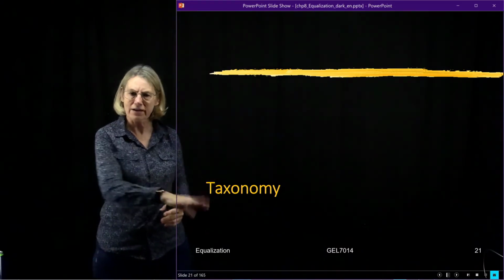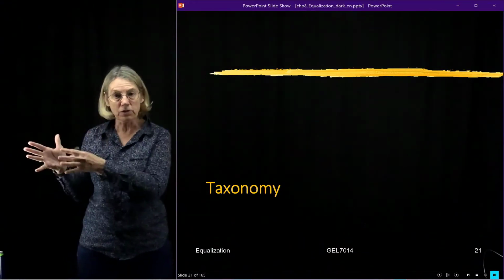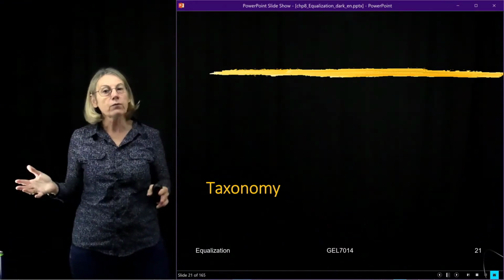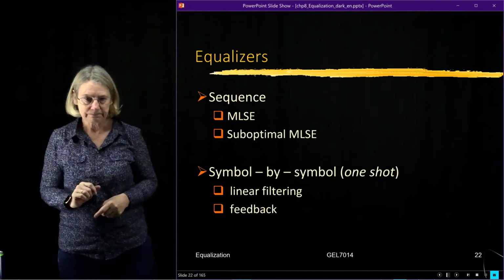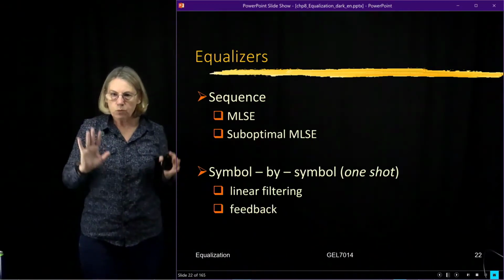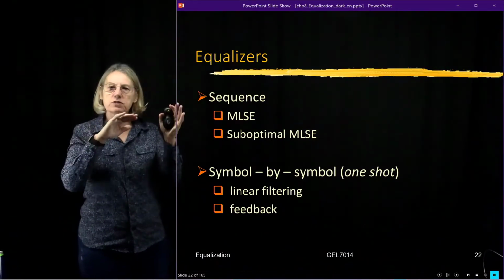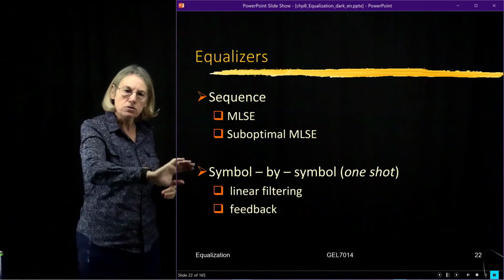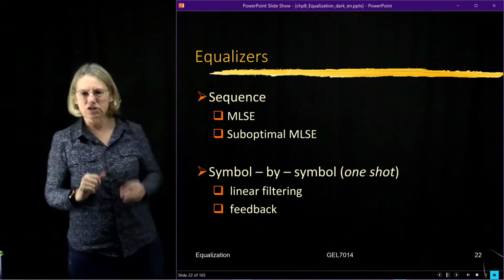equalizers I can use. So now I'm going to go over a little bit of a taxonomy, step back, now that we know what the optimal is, and start looking at where else I could look for interesting solutions to equalization problems. So, one way I could divide the class of equalizers is into those which deal with sequences and those which make symbol-by-symbol decisions, which I also like to call a one-shot decision.